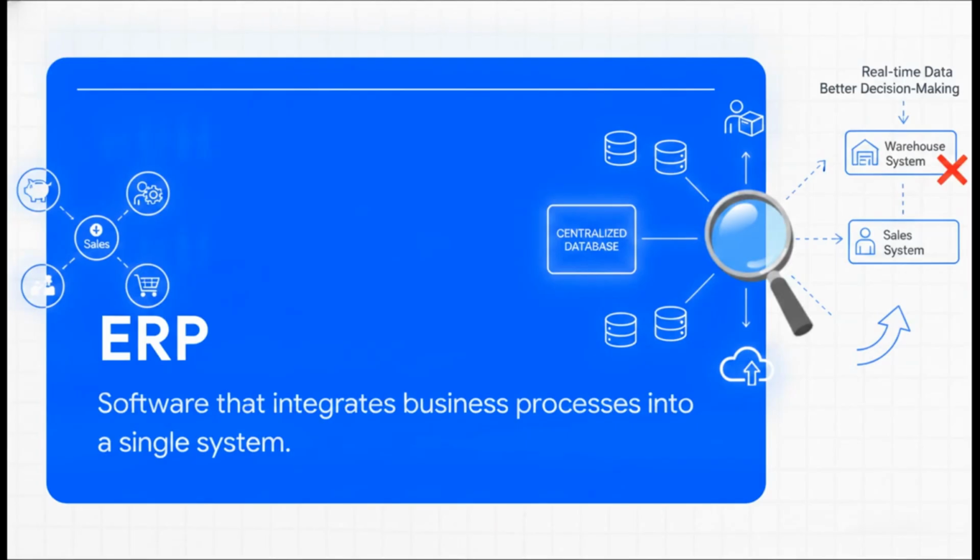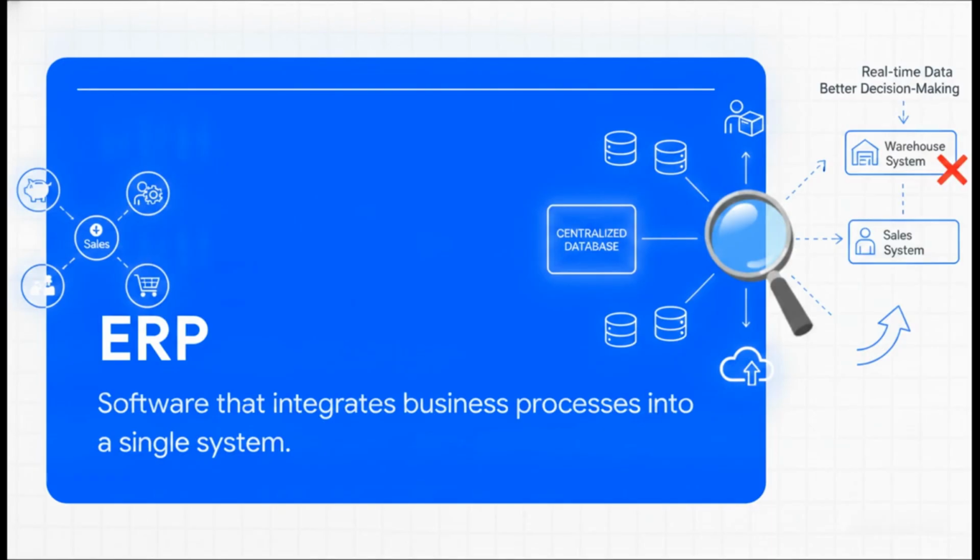Essentially, it's a centralized software system that integrates all of a company's key business processes. We're talking finance, sales, HR, all into one single source of truth. Imagine a company where the warehouse system literally doesn't talk to the sales system. A customer orders something and oops, it's actually out of stock. ERP completely prevents that nightmare.